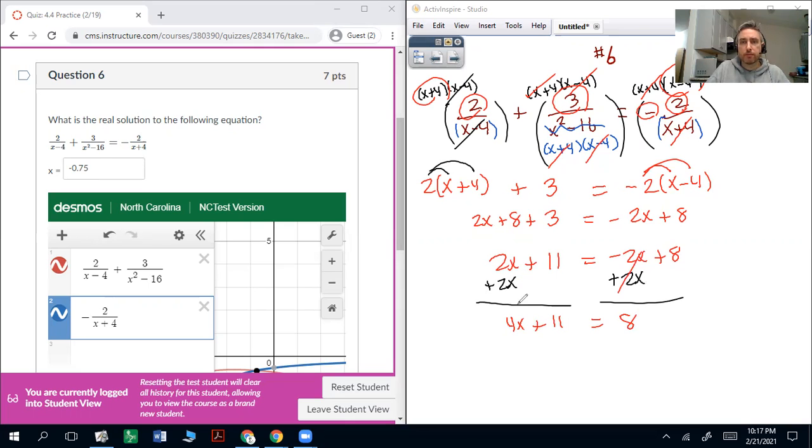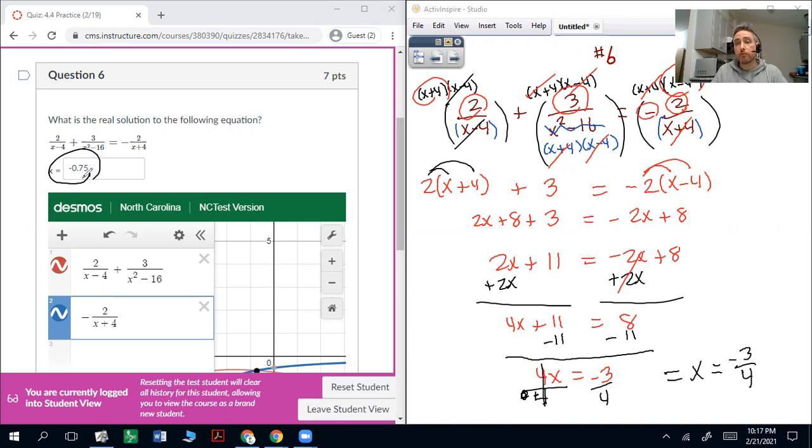Subtract 3. I meant subtract 11. 8 minus 11 is negative 3. 4x equals negative 3. Divide by negative 4. Or divide by 4. Can't talk today. Let's just divide. Negative 3 divided by 4. Well, that's negative 3/4, or negative 0.75. So that is the right answer. Just one number. No extraneous solutions. Our restrictions would be negative 4 and positive 4. So you can plug that in.